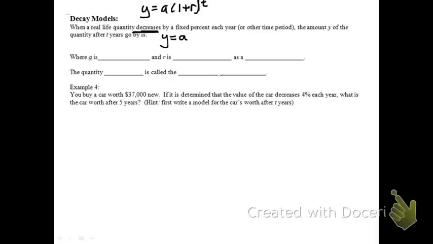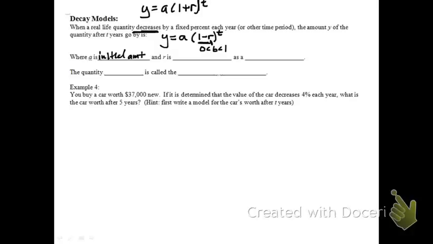You still start with your initial amount a, and instead of 1 plus r, we're taking away that percent from 1 to make it decrease: 1 minus r to the t power. Now that should make sense, because remember, for decay, this base is supposed to be between 0 and 1. And so by subtracting that rate, you're guaranteeing that your base will be a number that's between 0 and 1, thus making it decay. So remember, a is the initial amount.